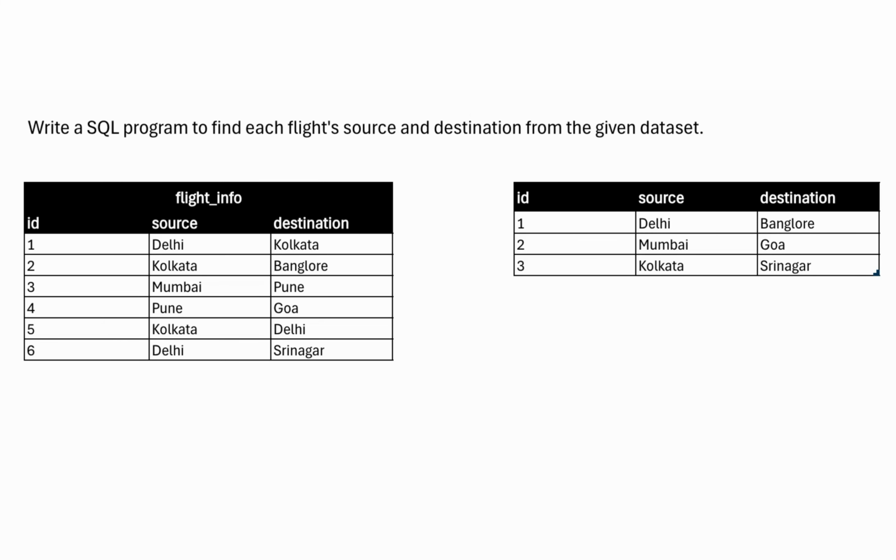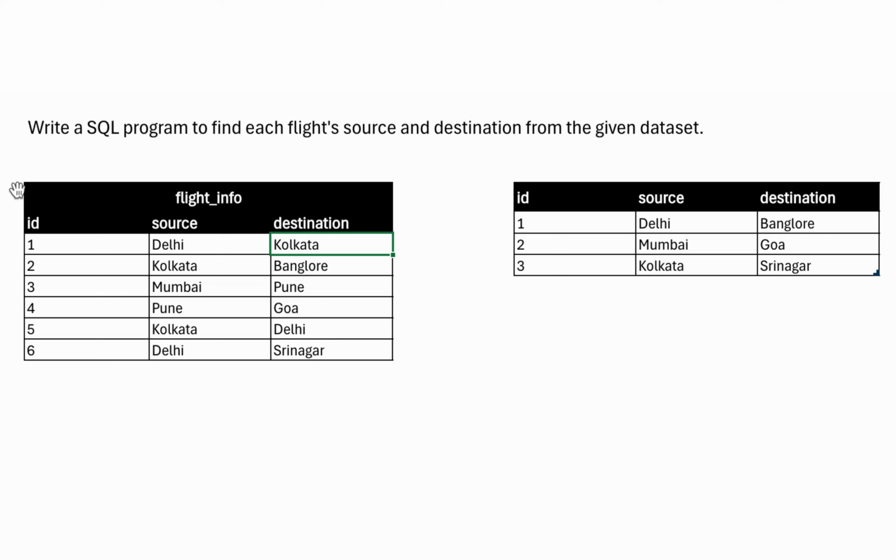So today we have a problem which is to find each flight's source and destination from the given dataset. In this problem we have a flight information dataset, and it has information related to flights: ID, source and destination. That means from where the passengers are taking the flight, and the destination, where the passengers are going.